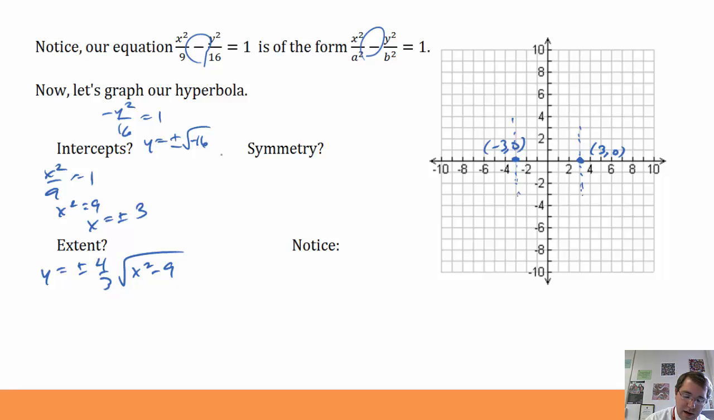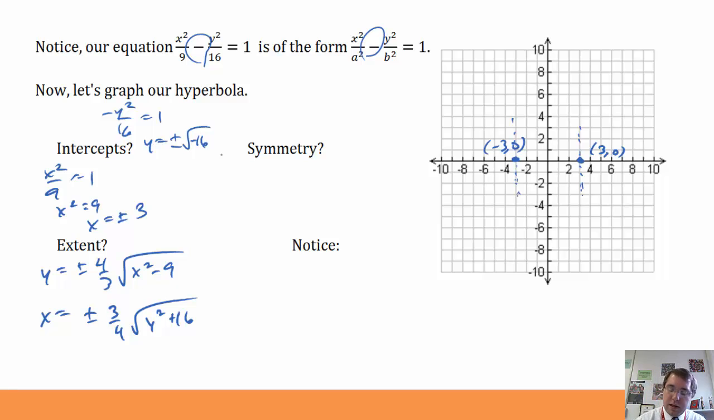If I were to solve my equation for x, I'd have x equals plus or minus 3/4 times the square root of y squared plus 16. Which means that I can get any value I want for y, because y squared plus 16 will always be a positive number. So x is bounded, y is not. That's useful to know in my graph.